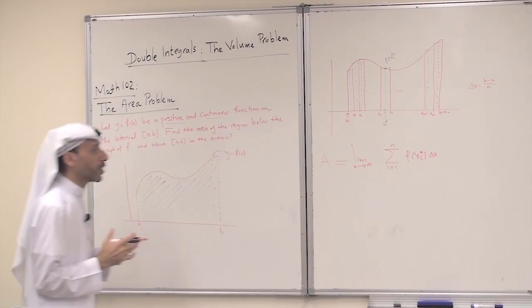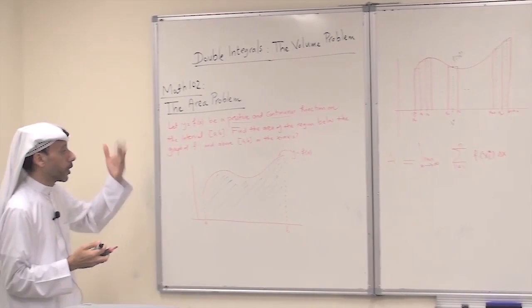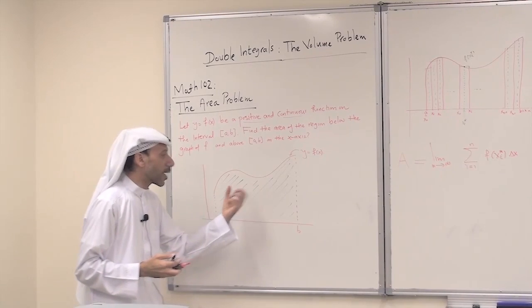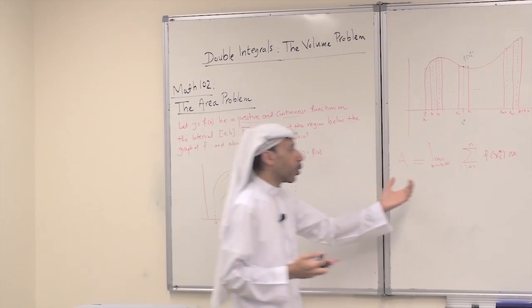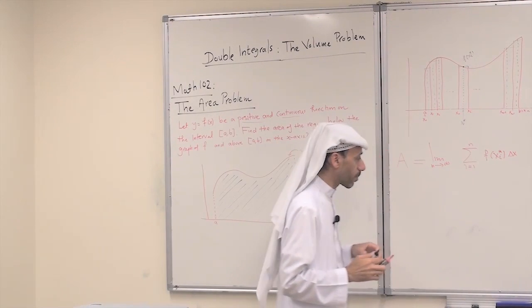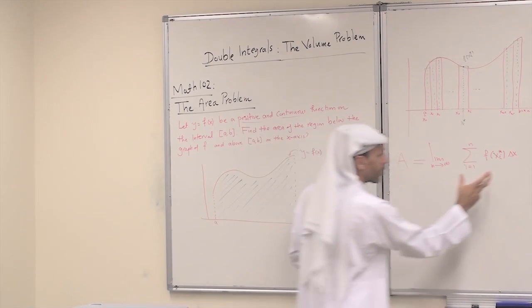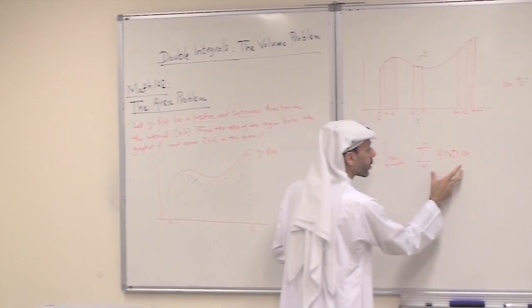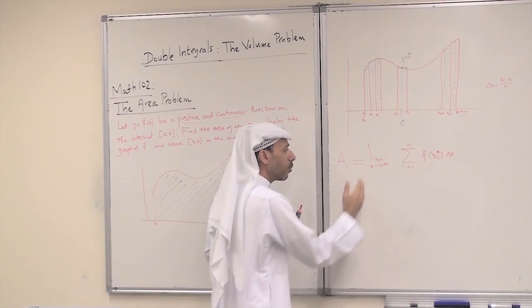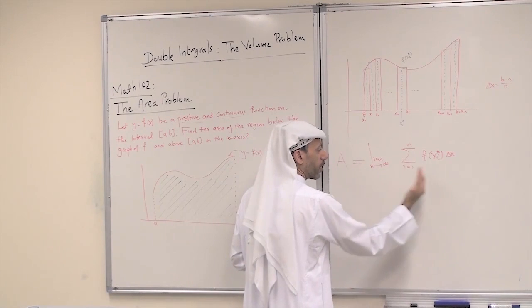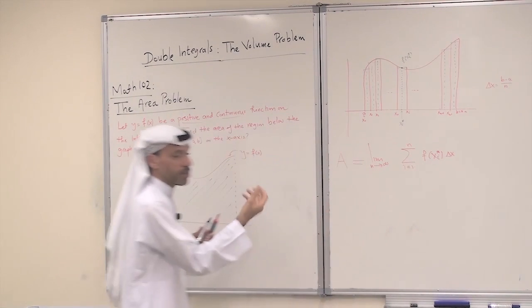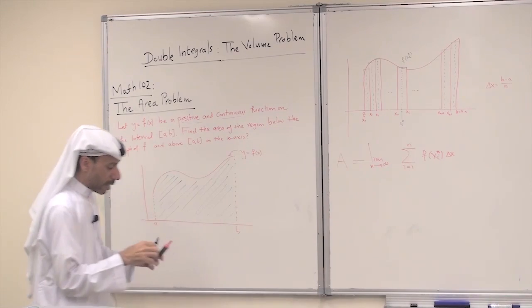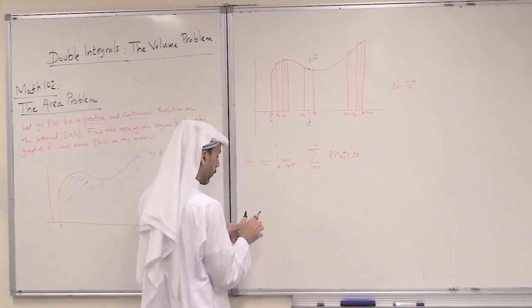This is how the area in Math 102 or in Calculus 2 was calculated. So it is a limit of a sum. This sum is called a Riemann sum, a Riemann sum for the function. When you take the limit of a Riemann sum, we give it a special notation. And the notation for this one is the following.